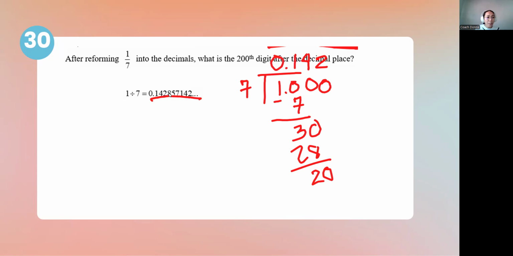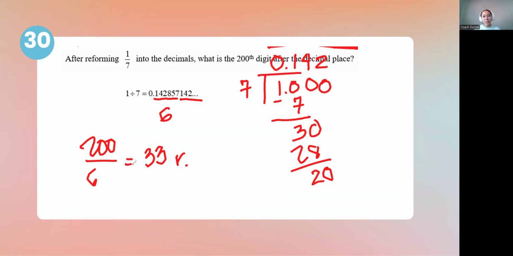So notice that you will be repeating 142,857, and then you have another 142. So that's a set of 6 numbers. So 200 divided by 6 will give you an answer of 33 remainder 2. That means it is the second number that we are going to end up with. So it is a 4. The answer for number 30 is 4.